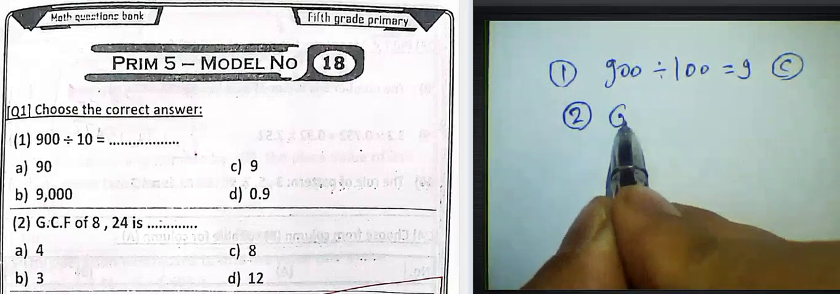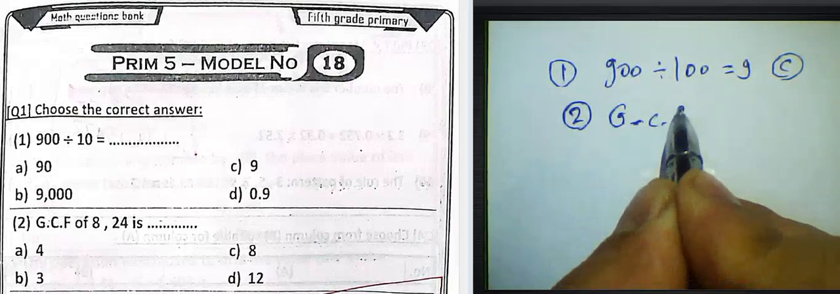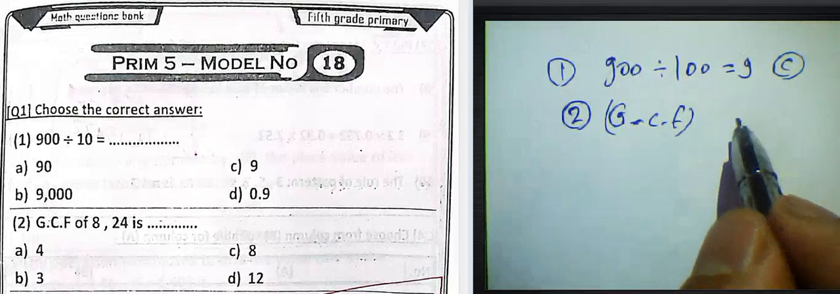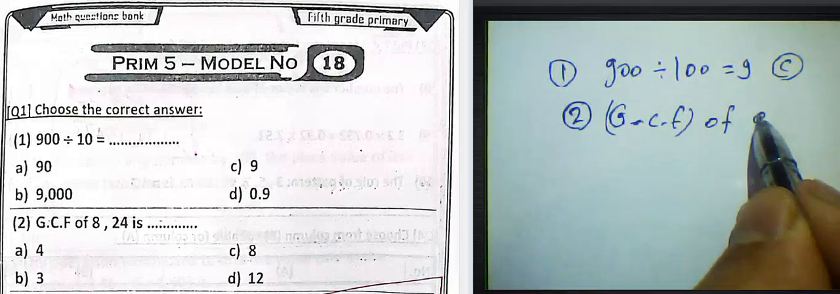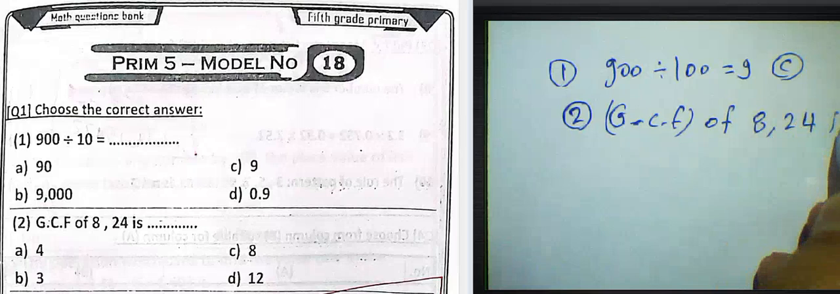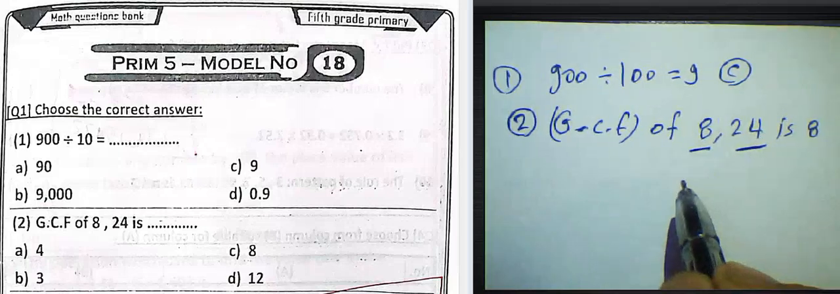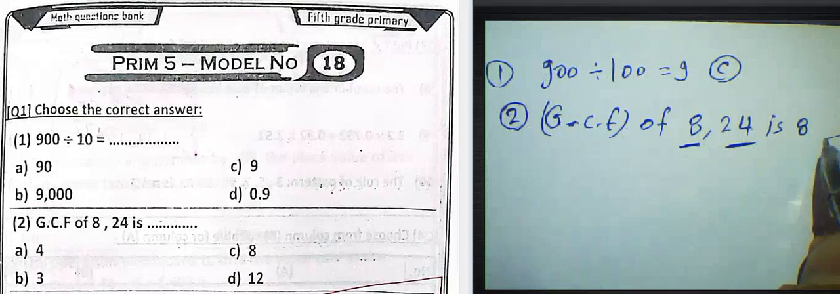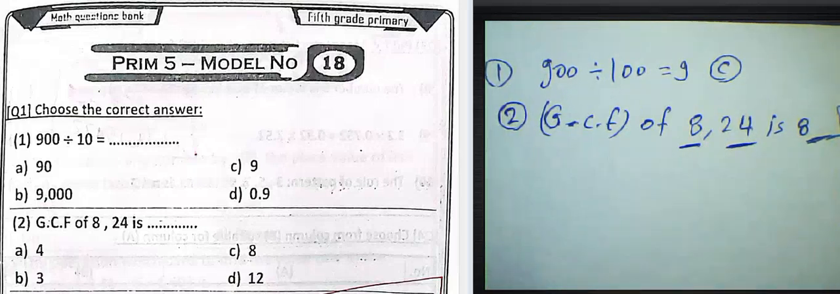Greatest common factor between 8 and 24 is 8, because 24 can be divided by 8, so the highest common factor between them equals 8. We must choose letter C for question number 2.